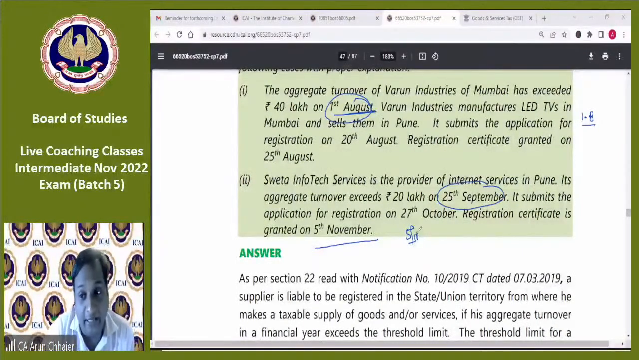Rekha, absolutely correct. You have to write the provision first. But let's see what is the requirement of the question. But in short or in detail, depending upon the question requirement, you have to write the provision always.